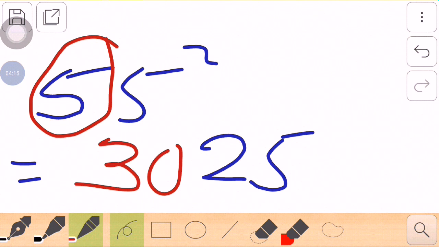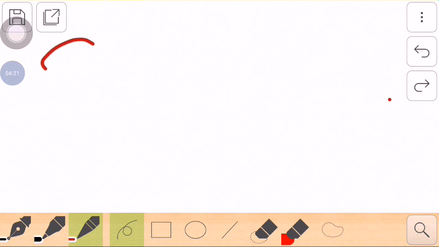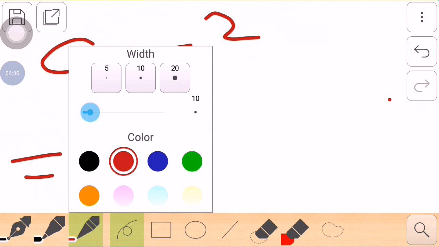Now let's go to the question we started with, that is the 95 squared. Now pause the video and see if you can do this on your own without my help. Okay, I think by now you've gotten a solution.